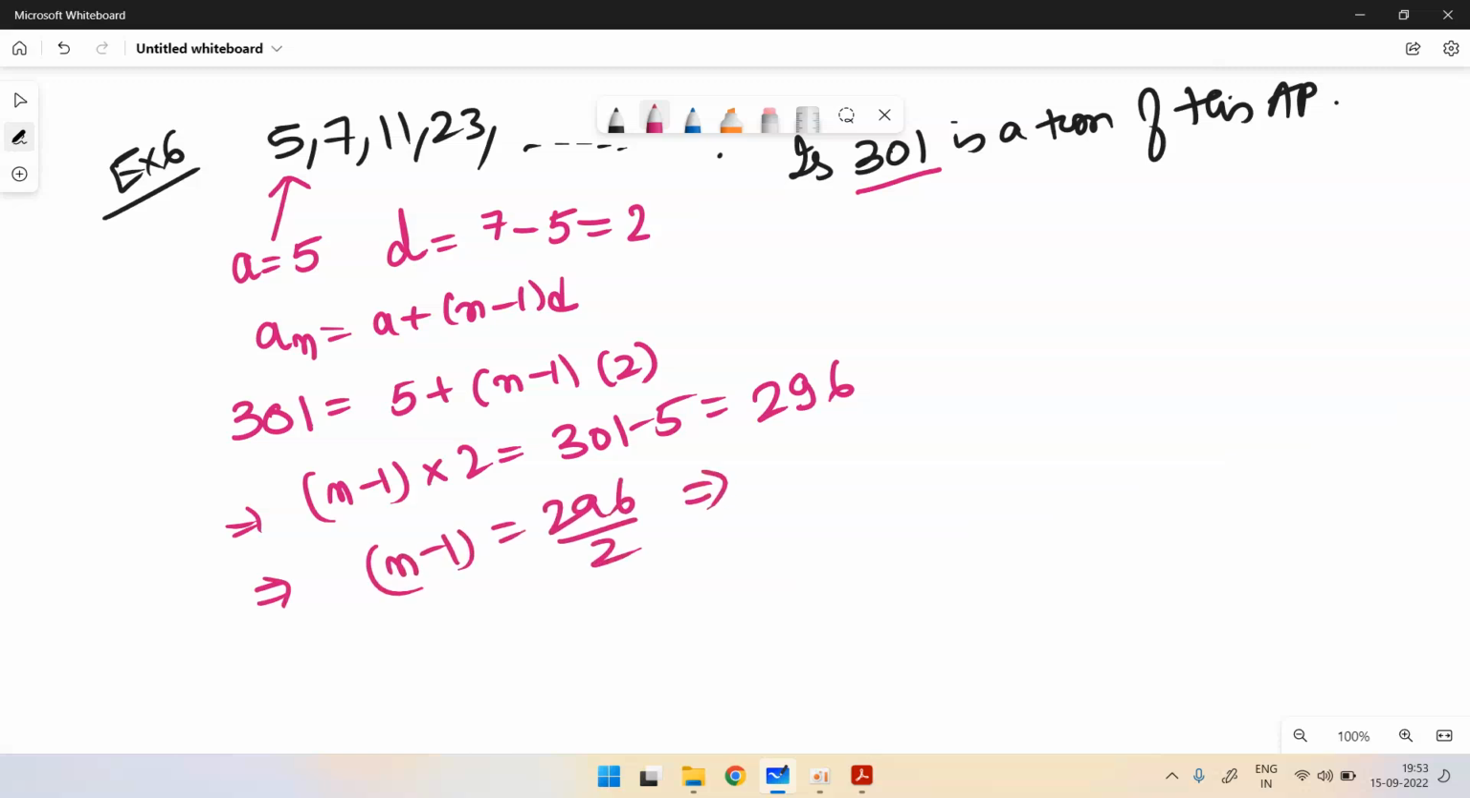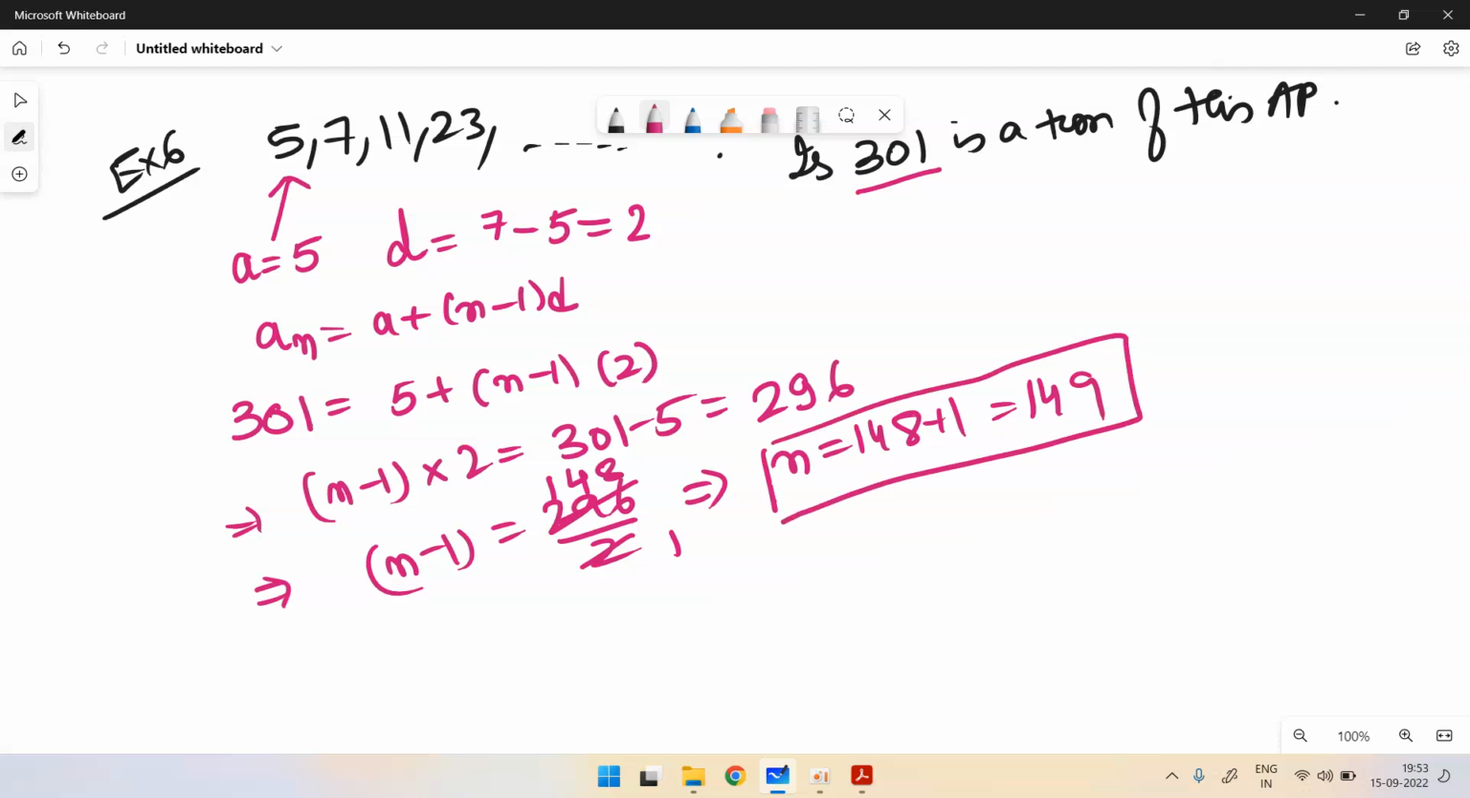Now n minus 1 is 296 by 2, which is 148, so n is 148 plus 1, which is 149. Which implies the 149th term of the series is 301.